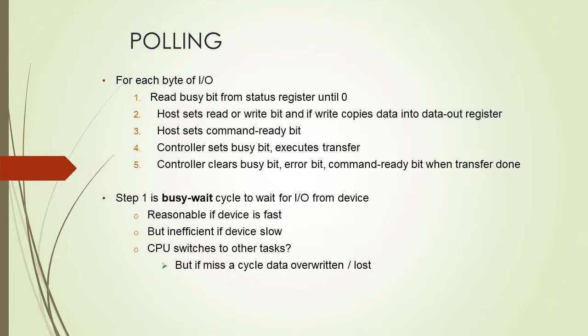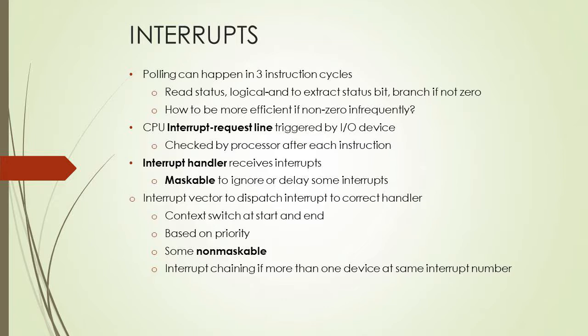Reasonable if the device is fast, but inefficient if the device is slow. The CPU can switch to other tasks, but if it misses a cycle, data is overwritten and lost. Interrupts: polling can happen in 3 instruction cycles. Read status, logical AND to extract the status bit, branch if not 0. How to be more efficient if non-zero is infrequent?